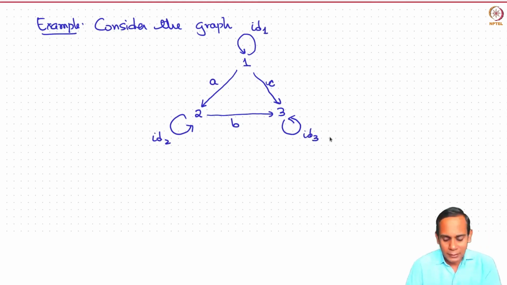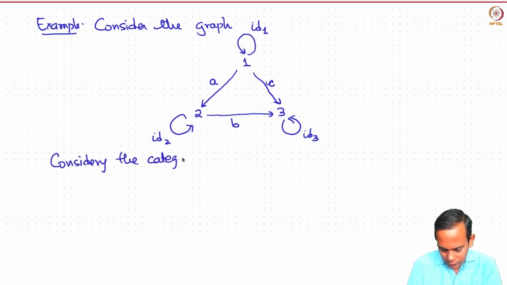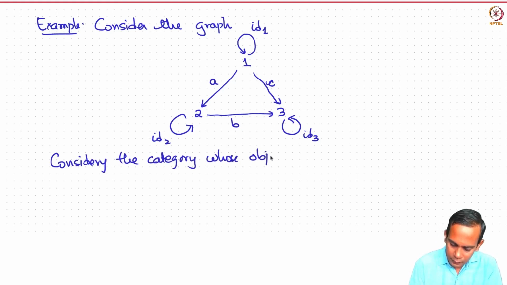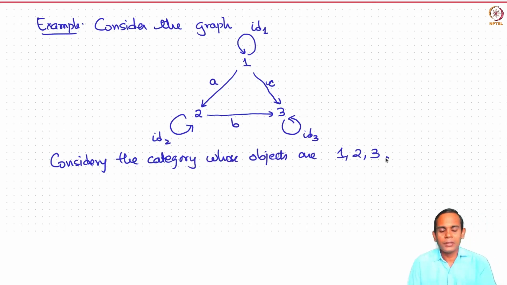You can probably guess the category that I'm going to construct. Consider the category whose objects are the 3 points 1, 2, and 3. So in this case, the objects are again not sets; they are just abstractions. I mean, they're just symbols.